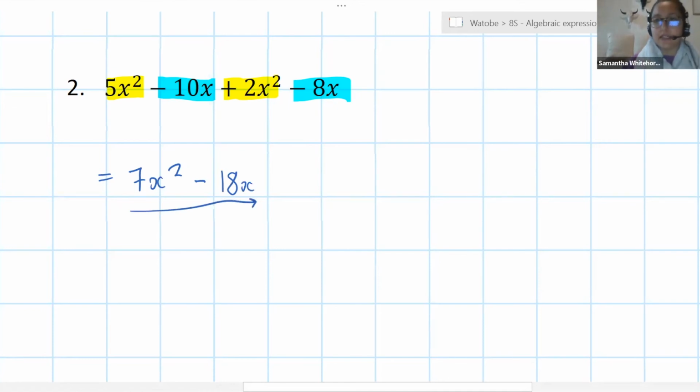And that is it. Can someone tell me why I can't subtract 18x from 7x squared? Why can't I go and do that subtraction? Put it in the comments, or you can raise your hand and you can explain it. Why can't we subtract those two? Why is that my final answer?